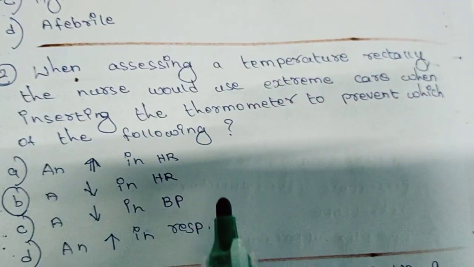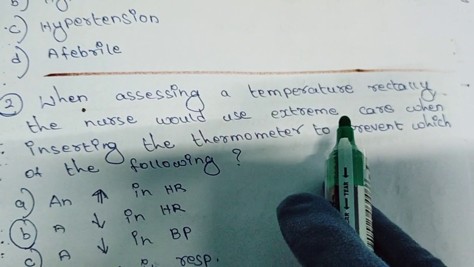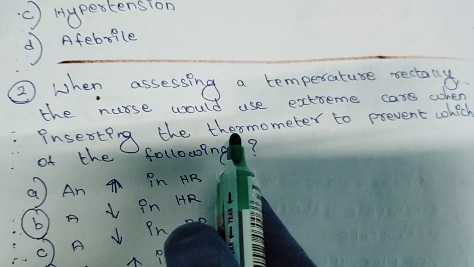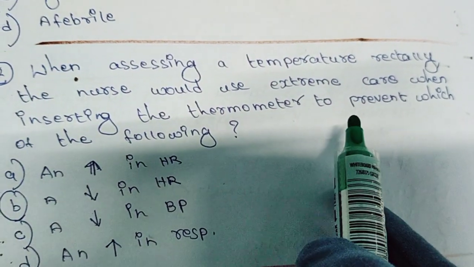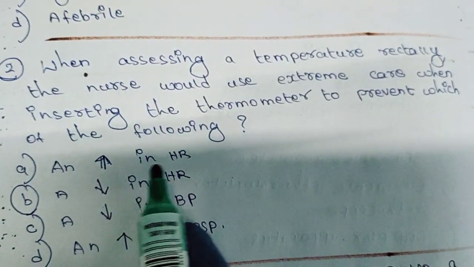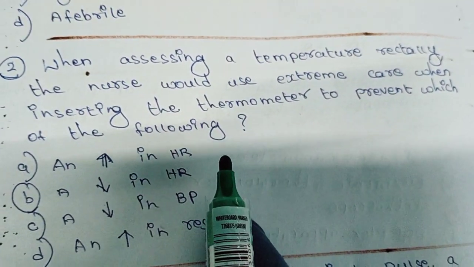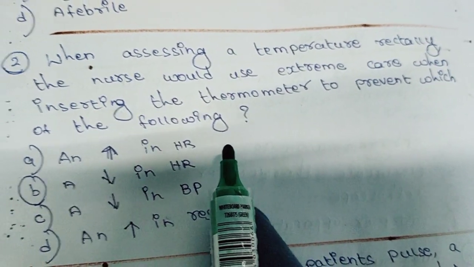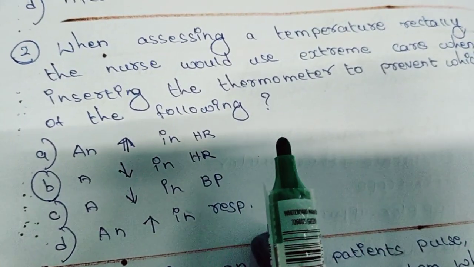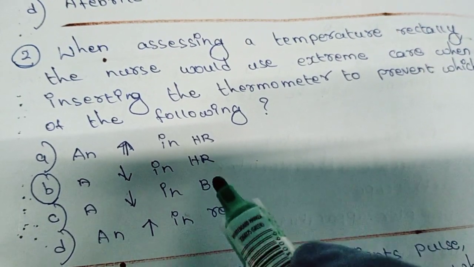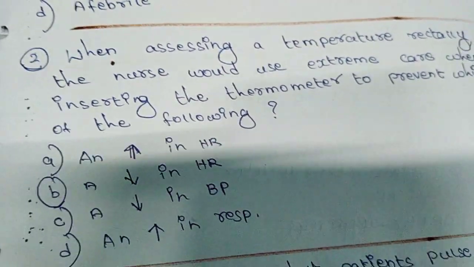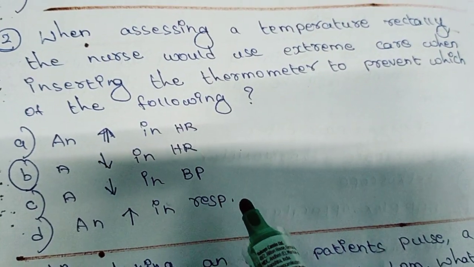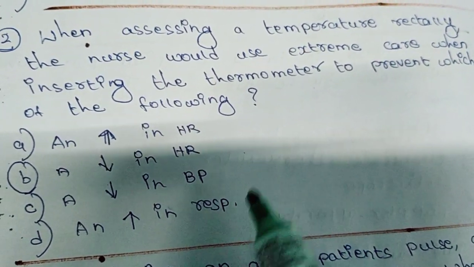The next question. When assessing a temperature rectally, the nurse would use extreme care when inserting the thermometer to prevent which of the following? When we are checking temperature rectally, we have to be very careful. Why? Because they have given the options. It can increase the heart rate, it can decrease the heart rate, it can decrease BP, or it can increase respiration. What is the right choice?